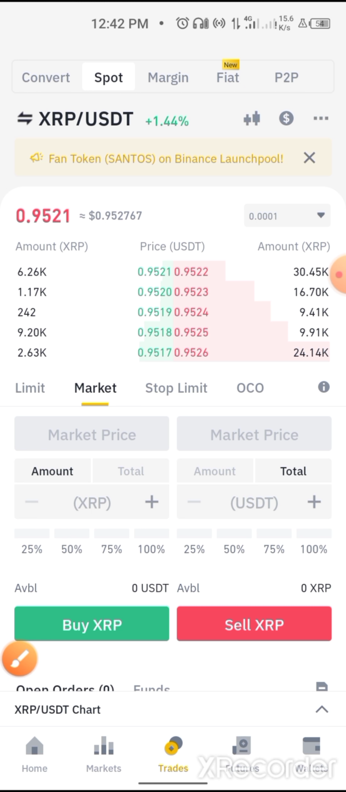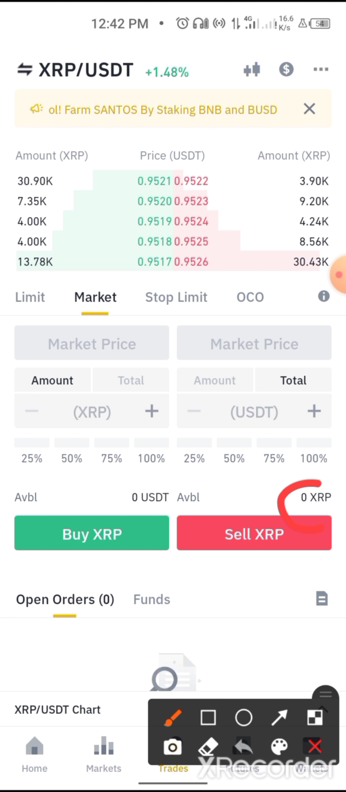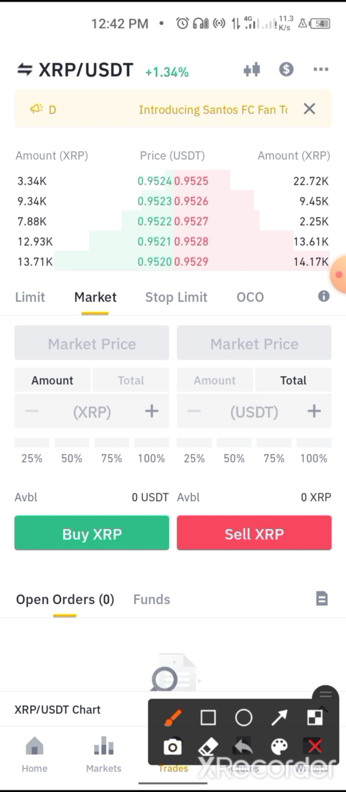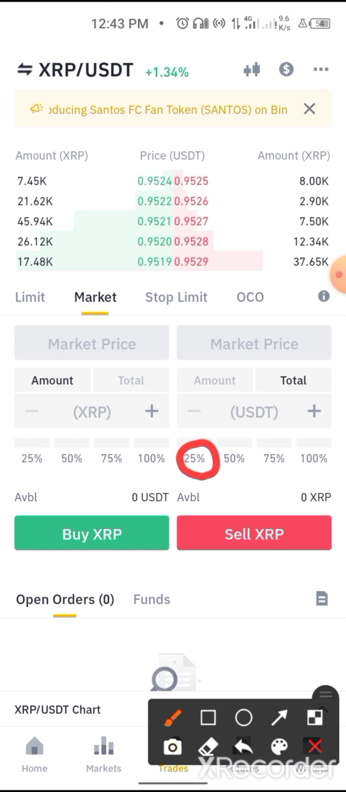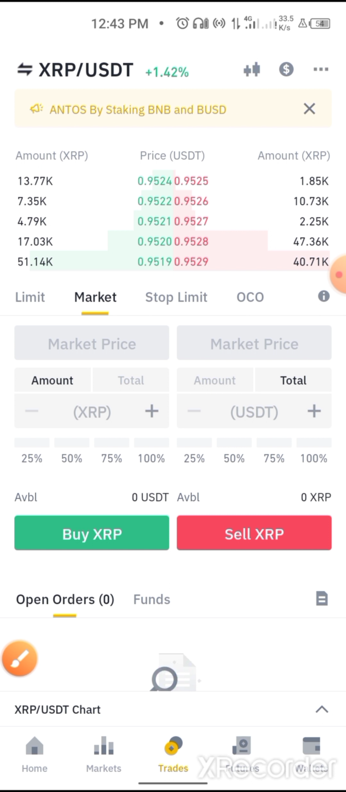Okay, so if I want to sell the same thing, and let's assume I have a particular amount of XRP here I want to sell, I'll just go ahead. Here on Binance, you can actually use the percentage here. Maybe I just want to sell just 25%. I'll just click on 25% and I will just sell just 25% of my portfolio. I can click on 50, 75, or 100. That's all of them. Remember, we are still on market order.